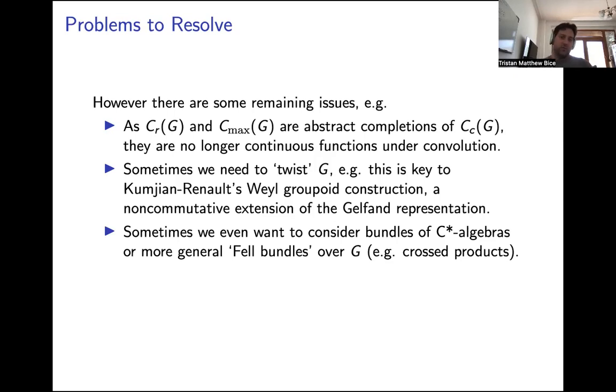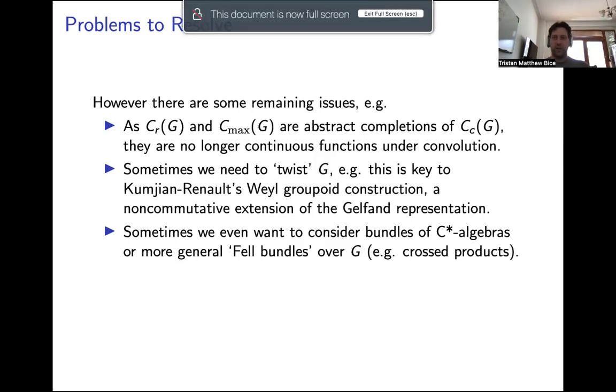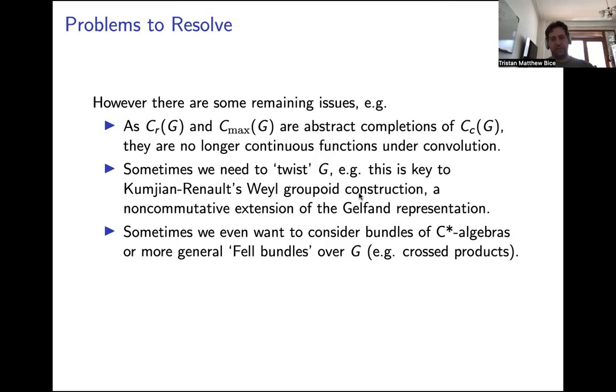And indeed, sometimes you want to include not just a twist, but maybe even some kind of bundle structure. So you might want to look at sections of a bundle of C-star algebras, or a bundle of Banach spaces over the étale groupoid, which in some sense behaves as if it were a bundle of C-star algebras. More precisely, these are called Fell bundles over étale groupoids. And these arise particularly naturally when you're dealing with crossed products or even partial crossed products. And so these again show that our construction is not perhaps as general as you would like to be able to include a number of examples in the literature.